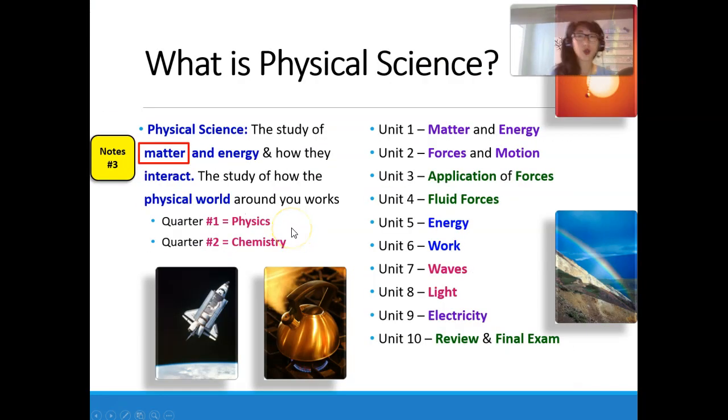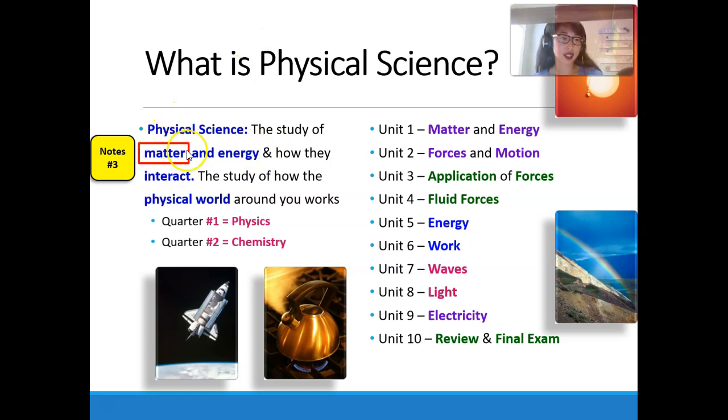All right, so what is physical science? Physical science is the study of matter and energy and how they interact. It's the study of the physical world around you. All right, so quarter one, we study physics, and quarter two, we study chemistry. And you can see a list of the units that we will be going over here on the right. So you'll notice that we are starting to learn content on the very first day of class, and that is because we have 10 units and only 10 weeks of the course. So it goes by very quickly, so that's why we are going over some content today.